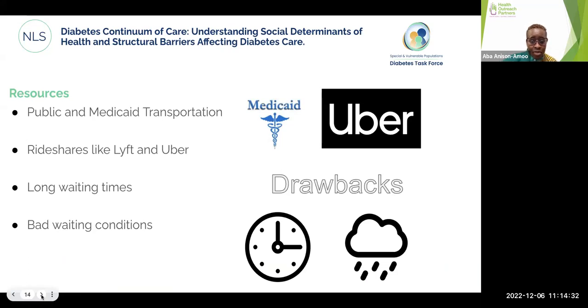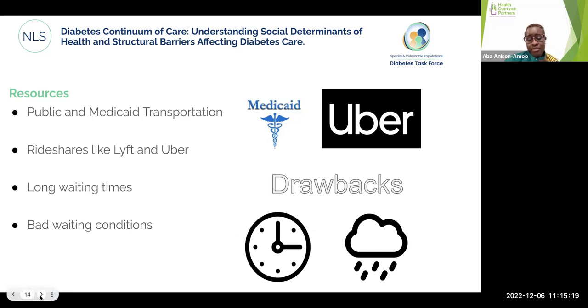Let's look at some resources available. Most public and Medicaid transportation systems aren't always accessible in rural areas. In some cases, people do not meet the income requirements. Hours of operation are very unreliable, and this poses a risk for people with diabetes when they miss important appointments with their health practitioners. Ride shares like Uber and Lyft may not be easily accessible in some communities. This type of service requires the use of smartphones, making it undesirable for most patients, or inaccessible for those without smartphones.